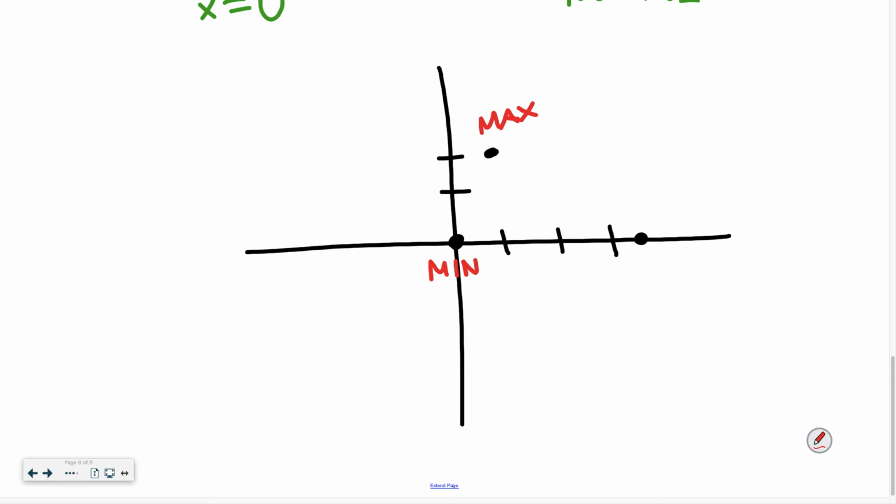So our calculus tells us we need to be decreasing, increasing, decreasing, but we need to be concave down the whole time. So here I have concave down the whole time. I have a corner at x equals 0 with a minimum, and then a maximum at the coordinate (1, 2).